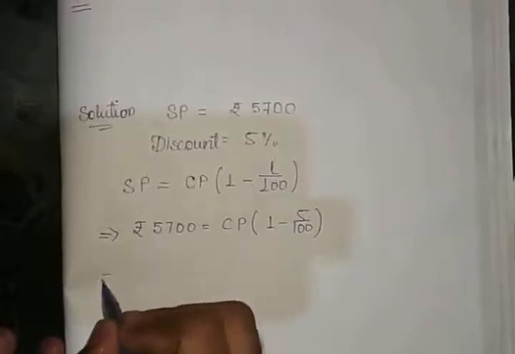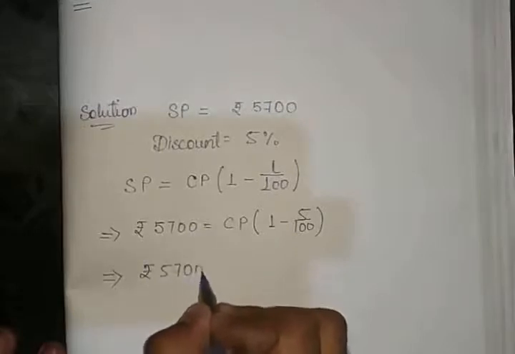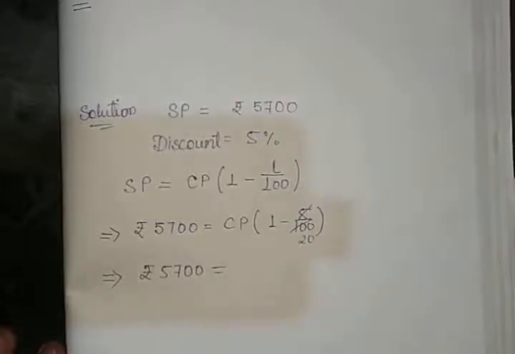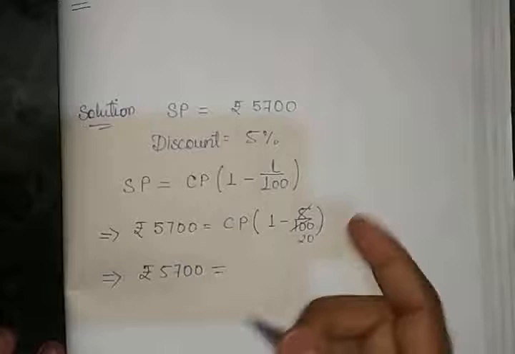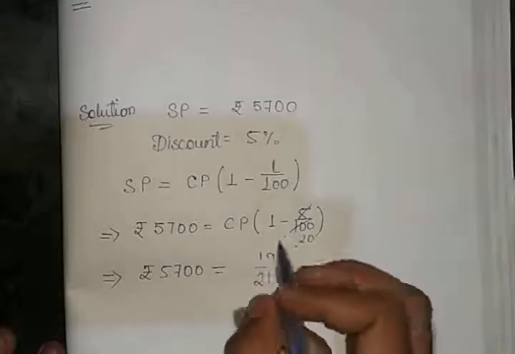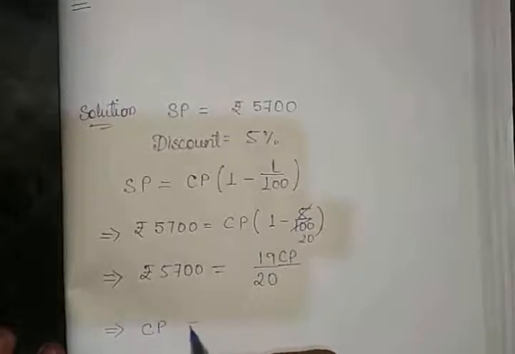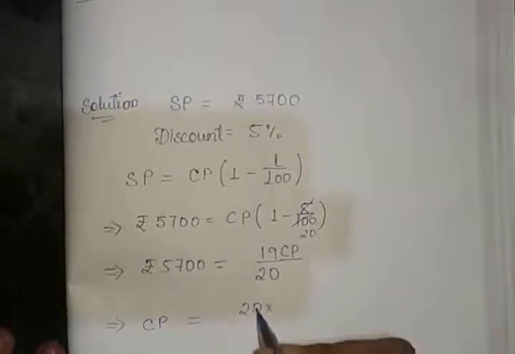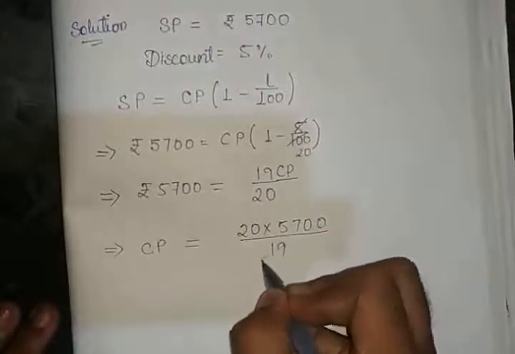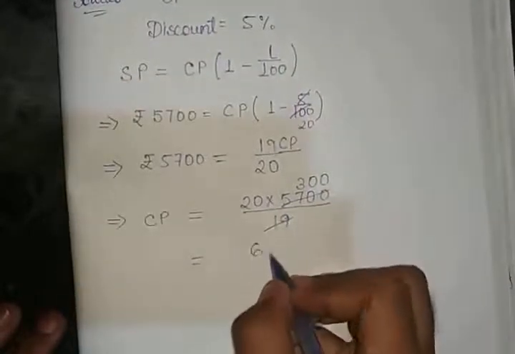So let us find out the cost price. Rupees 5,700 is equal to cost price into, cancelling, 5 twenties are 100, so 19 by 20. 20 minus 1 we will get 19. This will be 19 by 20 times cost price CP. Then what will be the CP? CP will be equal to 20 into 5,700 divided by 19. 19 times 300, which is equal to 6,000.